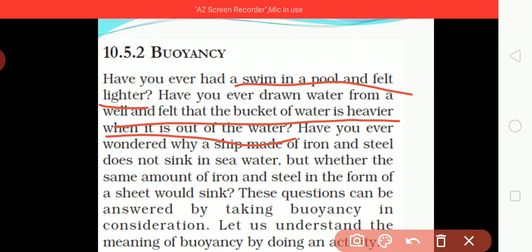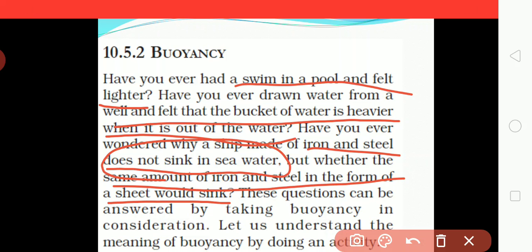Have you ever wondered why a ship made of iron and steel does not sink in sea water, whereas the same amount of iron and steel in the form of a sheet will sink? This question can be answered by taking buoyancy into consideration. Because of buoyancy, the ship cannot sink, owing to its structure. Its structure is different, and because of that structure, buoyancy is applied on the ship and it cannot sink.